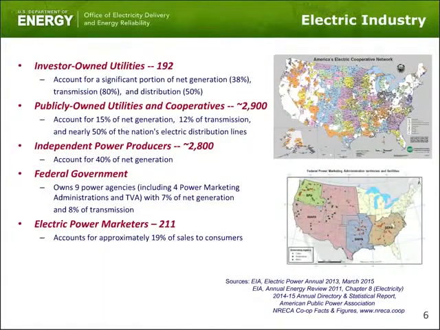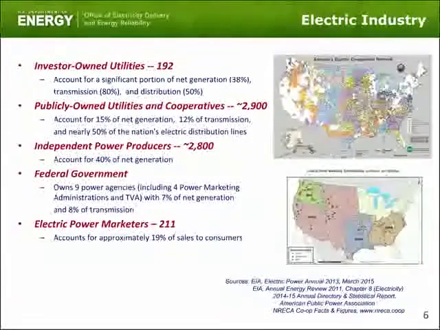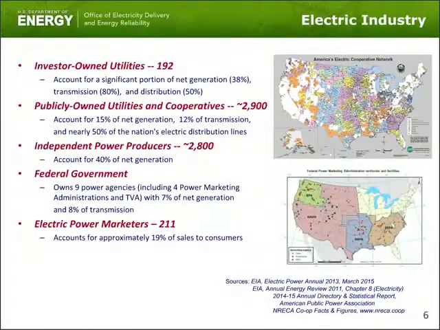Independent power producers have grown over the last several years, and the federal government even has 9 power agencies which are contributing 7% of the net generation. 4 of them are represented in the diagram at the bottom.